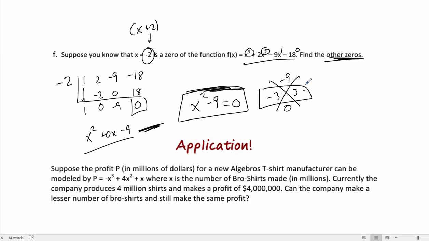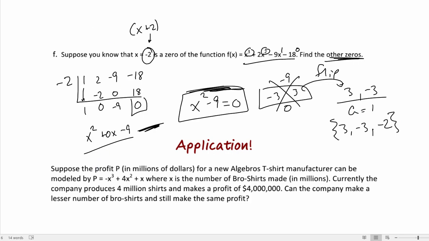Take these two numbers and flip, coming out. So it's +3 and a -3 divided by my a, which is 1. So my other zeros are 3 and -3, along with -2 from before up here. So our zeros for this function here are 3, -3, and -2. That wasn't so hard. Okay, that wasn't so bad.